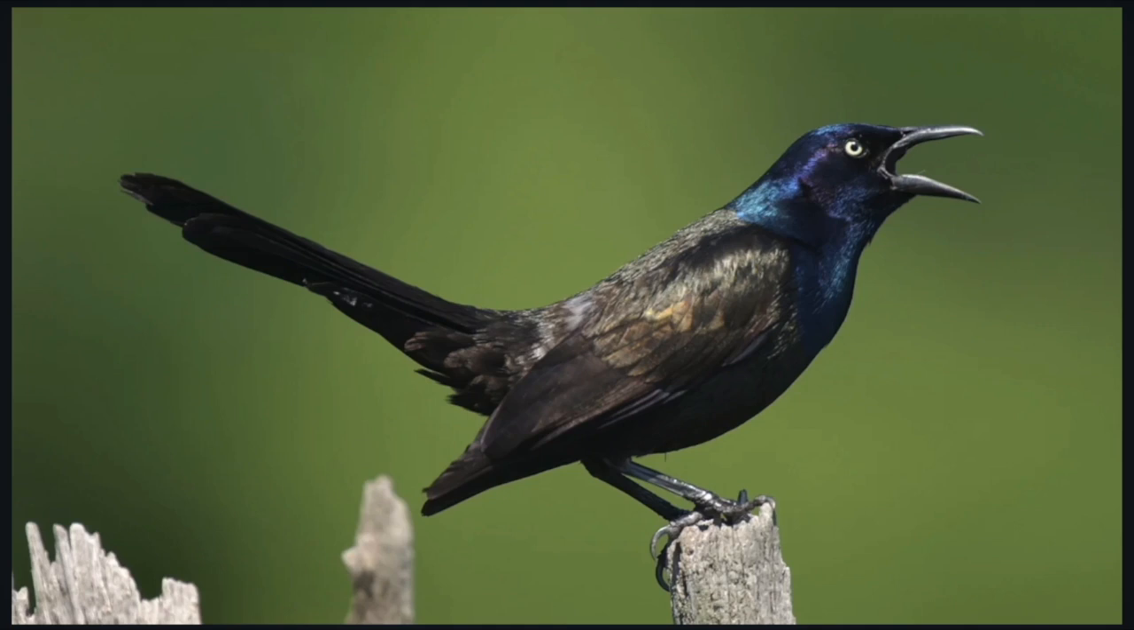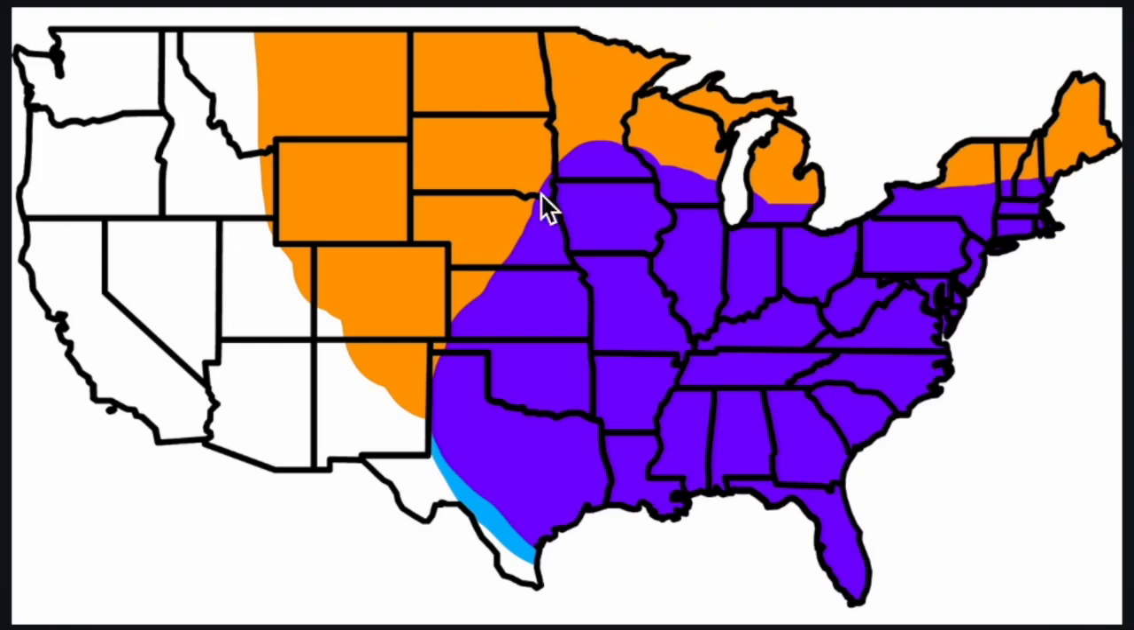Next is the common grackle. A little bit larger of a black bird. They got some iridescence if the light is right. They migrate farther north during the summer, and then some of them will stay put throughout the entire year.